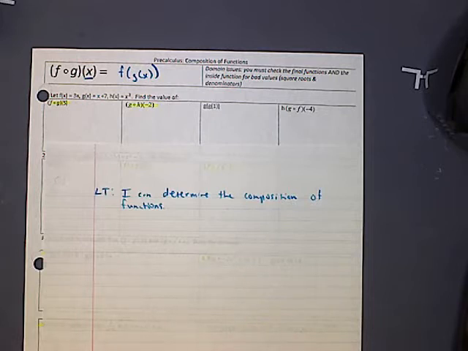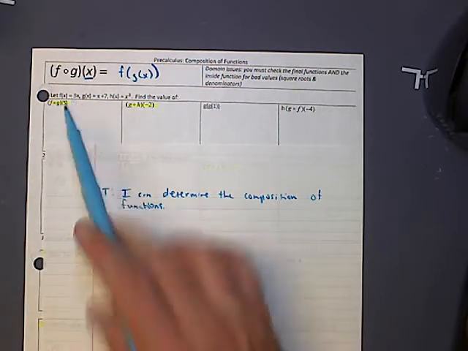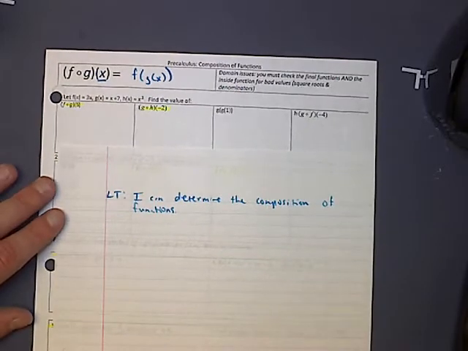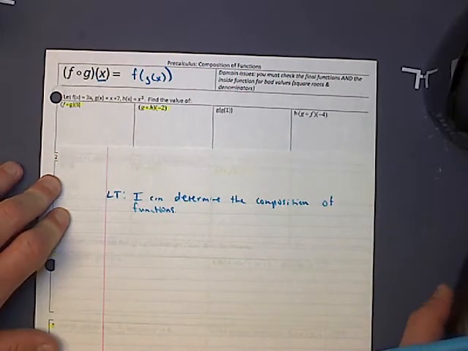Okay? We're not doing all of these. We're only going to do certain ones that are highlighted. So I'm going to do the first two. It says, let f of x equals 3x, g of x equals x plus 7, and h of x equals x squared.